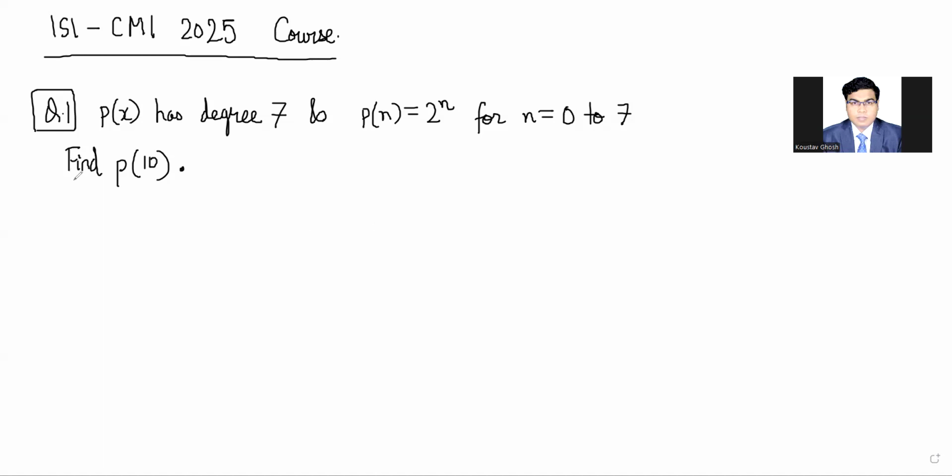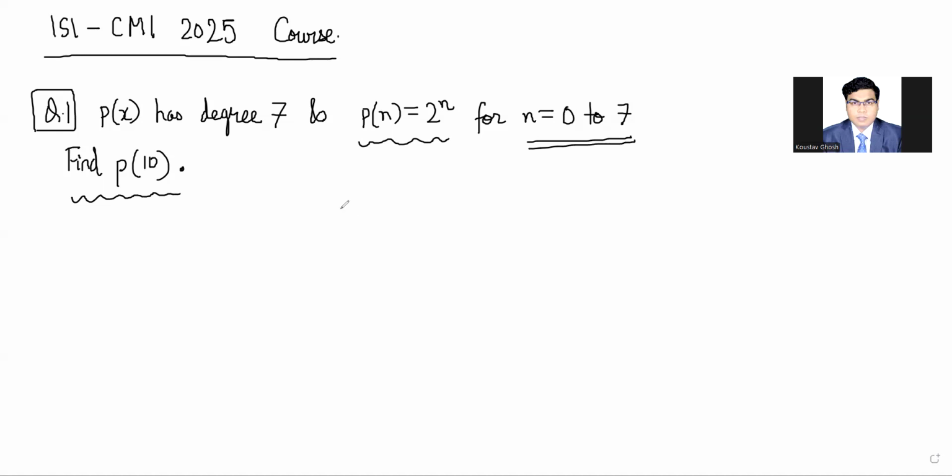Okay, so the first question that we gave as homework was this. P of x is a degree 7 polynomial which satisfies this condition: P of n is equal to 2 power n for n going from 0 to 7. And we have to find out the value of P of 10, right?